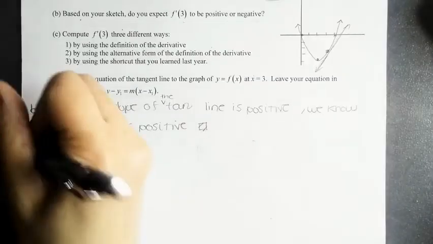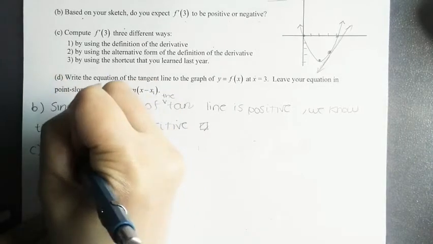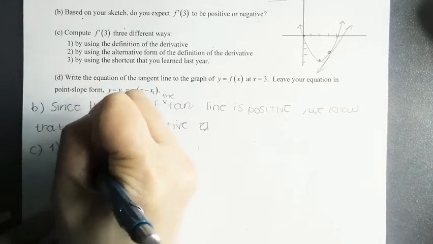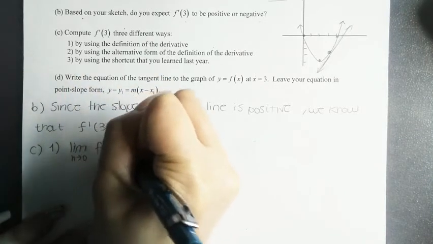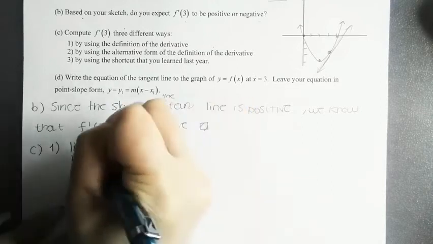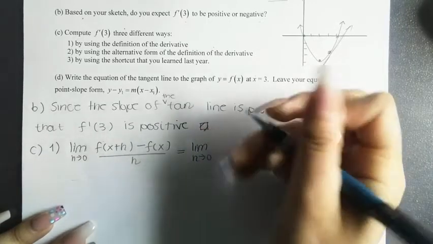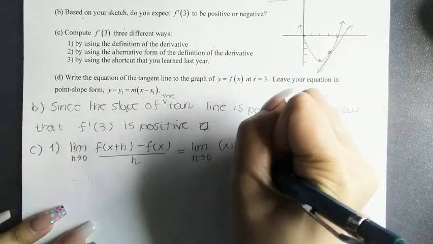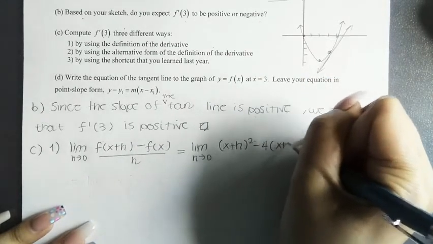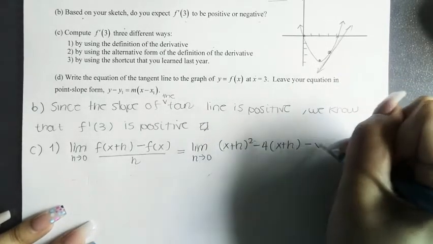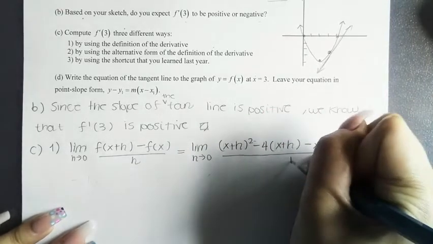Okay. So for part C, what we need to do is compute f prime of 3 in 3 different ways. Let's do the first way. The first way is going to be the definition of the derivative, which is the limit when h goes to 0 of f of x plus h minus f of x, divided by h. So you have that this is going to be equal to the limit when h goes to 0 of (x plus h) squared minus 4 times (x plus h), and then change the sign: minus (x squared minus 4x), and everything divided by h.